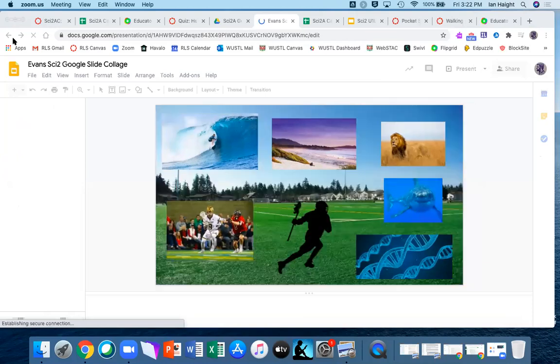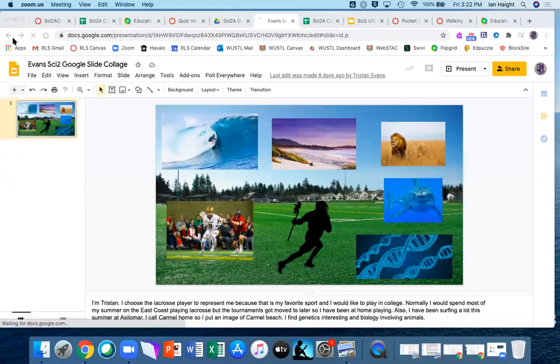All right. So I chose my guy as a lacrosse player because I play lacrosse year round. It's my favorite sport. And then I chose the picture of college lacrosse at Notre Dame because that's where I'd like to play lacrosse in college. And then I chose a surfing image because I went surfing a lot this summer at Asilomar and Carmel. And then a picture of Carmel Beach because that's where I've lived my whole life.